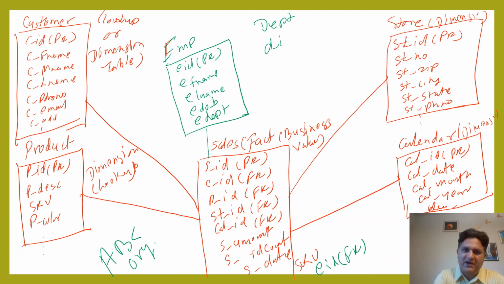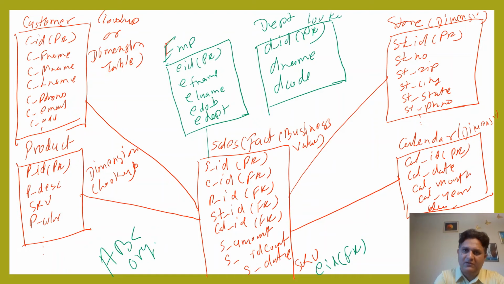Department table has department ID, the primary key, department name, department code, right? This is again your lookup or dimension table. So then employee will have a relationship with the department, because this department ID is here as a foreign key. It will have the relationship with the department. You are adding one more layer. If you see, you are adding one more layer.